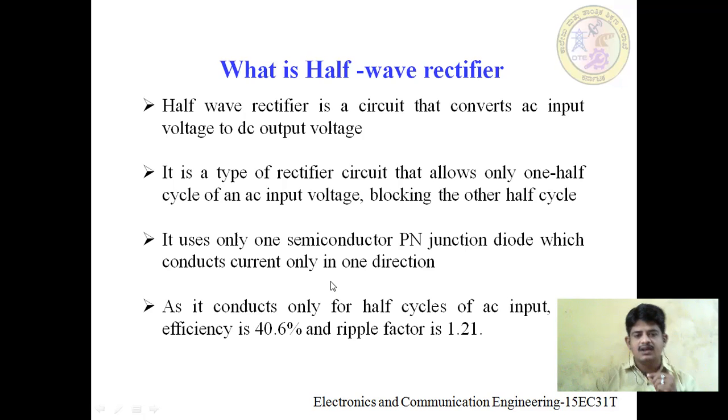So we know that when we have only one diode, it will pass current in only one direction. In the opposite direction it will be in reverse bias and it will block it. So only one direction is possible.